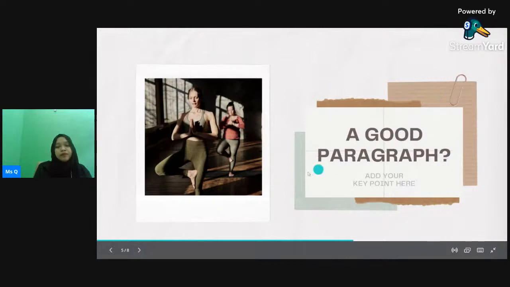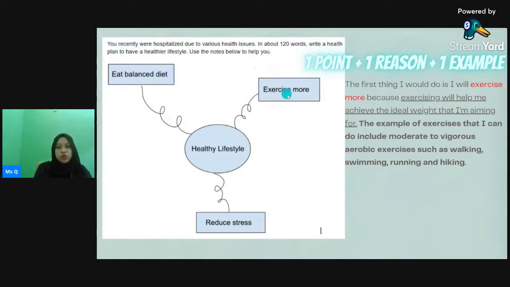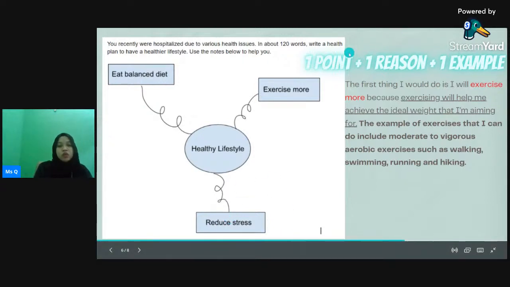Okay, a good paragraph. For a good paragraph, I only want one point, one reason, and one example. In this case, I'm going to use the first point, exercising more, to give an example. So the point is exercising more, right? The first thing I would do is I will exercise more, because, and straight away write the reason here, because exercising will help me achieve the ideal weight that I'm aiming for. That is the reason. One example is the example of exercises that I can do include moderate to vigorous aerobic exercises such as walking, swimming, running, and hiking. This I've got from the video that we watched just now. So for each paragraph that you want to talk about, this one is exercising more, and later when you move on to eating a balanced diet and reducing stress, you need to have the one point, one reason, and one example when you are writing your essay. Okay.